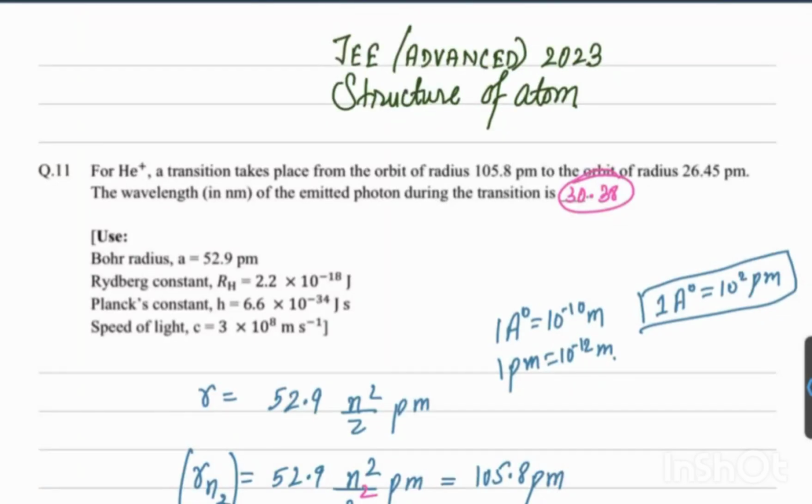So hello everyone, today we are going to discuss a question from JEE Advanced 2023 paper 2, which is from the structure of atom chapter. In this question what has been asked is, for a helium plus, a transition takes place from orbit of radius 105.8 picometer to the orbit of radius 26.45 picometer. The wavelength in nanometer of the emitted photon during the transition is. So the answer should be 30.38, but how it will come?